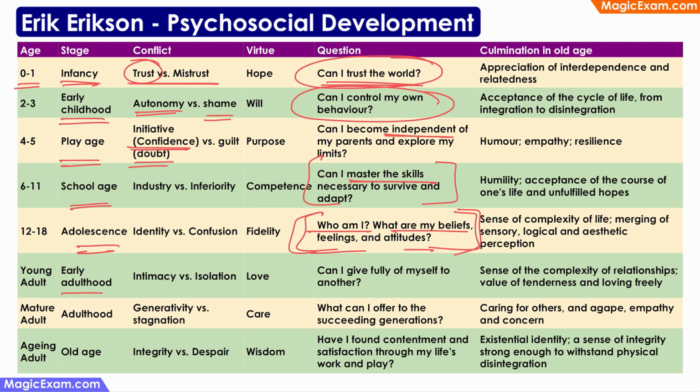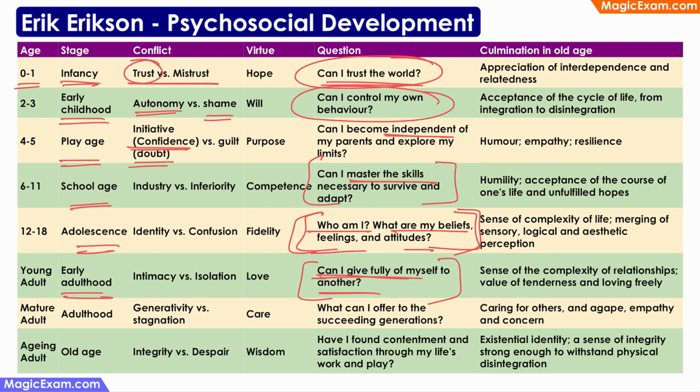Next comes early adulthood. In early adulthood, people are already sexually mature and they are looking at intimate relationships. And the question that they are trying to answer here is, can I fully give myself to another person? That is, they are experimenting with the concept of love. They are experimenting with the concept of trust and seeing whether they can fully give themselves to another person, fully trust another person. So this is the stage in which people fall in love, fall out of love, right?